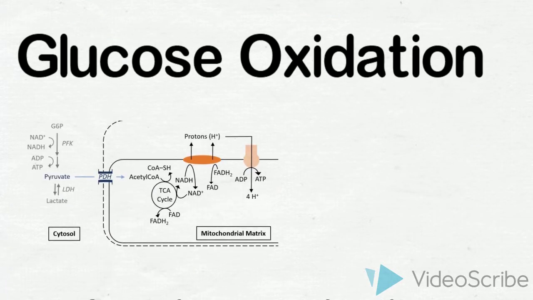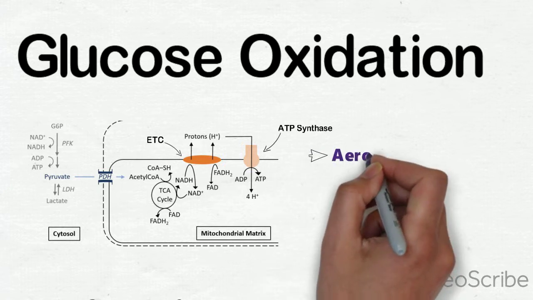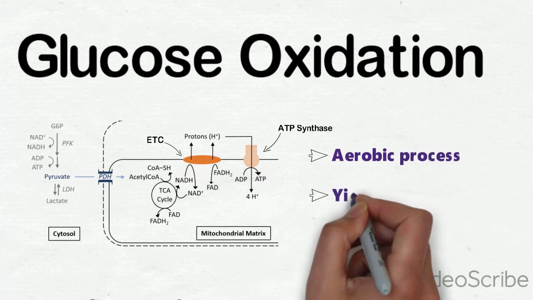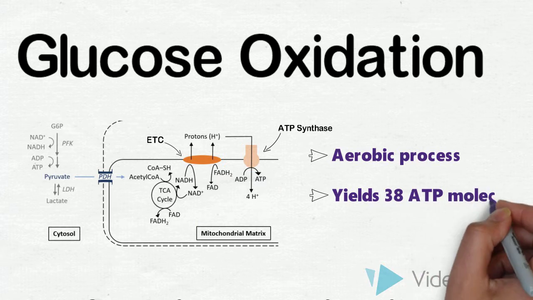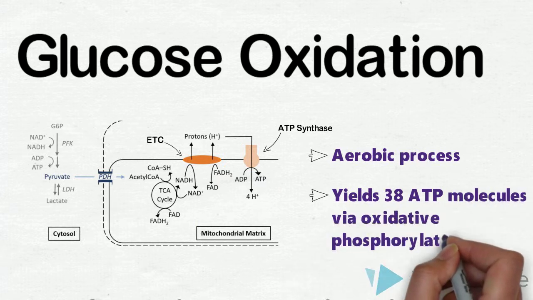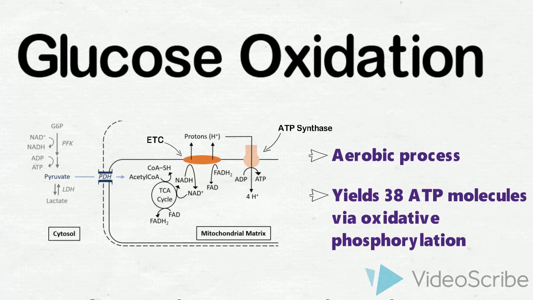In glucose oxidation, pyruvate produced from glycolysis enters the mitochondrial matrix as acetyl-CoA, which then enters the TCA cycle and generates NADH and FADH2 molecules. The reducing equivalents produced up to this point enter the electron transport chain to yield 38 ATP molecules via oxidative phosphorylation.